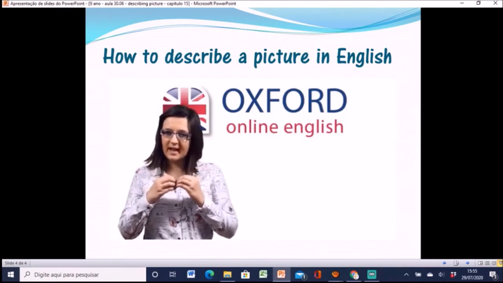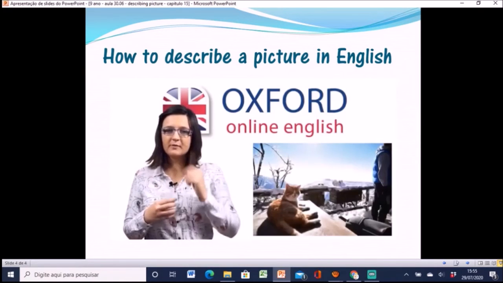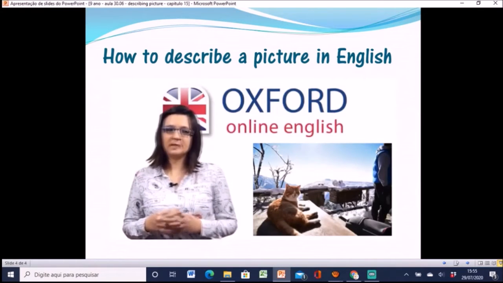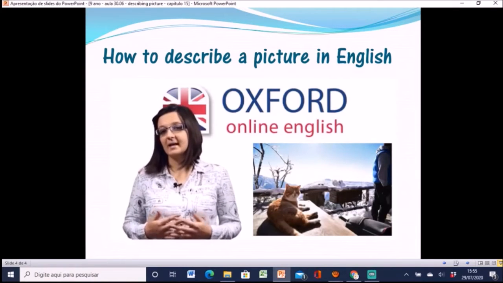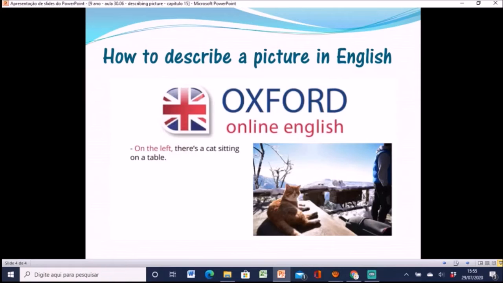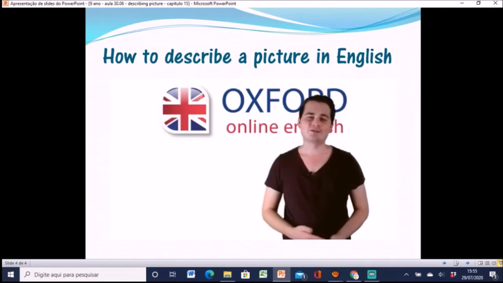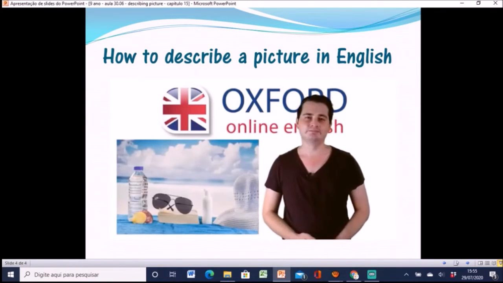Let's put all of this language together in another example. Think first, what could you say about this picture? Okay, let's look at what you could say. On the left, there's a cat sitting on a table. On the right, there's a man standing, though we can't see his face. In the background, we can see blue sky and snowy mountains. Now it's your turn. Here's a picture. Pause the video and make at least 3 sentences. Use the useful language you saw in this section.